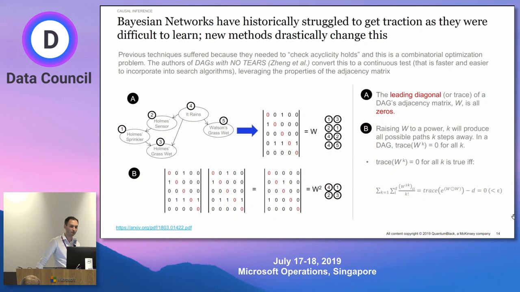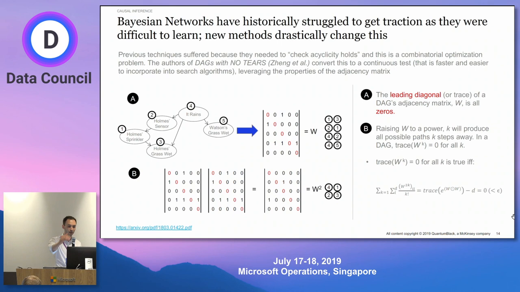And what the authors realized was that the only thing you need to check is the adjacency matrix when multiplied by itself again and again, technically only up to as many powers as you have nodes in the graph. But as long as the diagonal continues to be zero, you're never going to introduce a cycle.